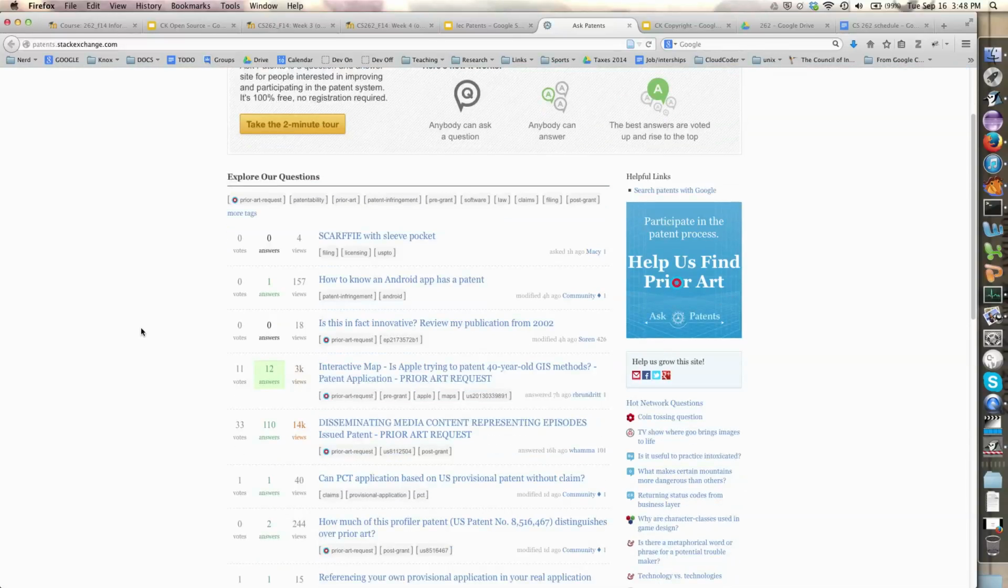You can look at a lot of these things. Interactive map: is Apple trying to patent 40-year-old GIS methods? This is a patent application prior art request. This person is looking for anybody who might have information about GIS, Geographic Information Systems technology, from decades ago, because they're looking at a patent application from Apple and trying to decide, hey, this patent looks like something from a long time ago, but I don't have specific examples of prior art.